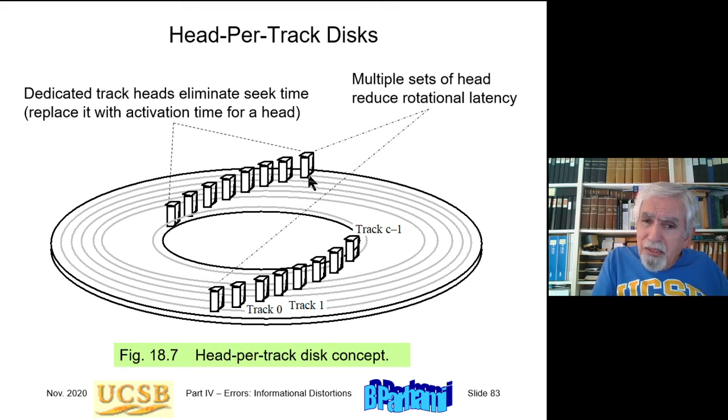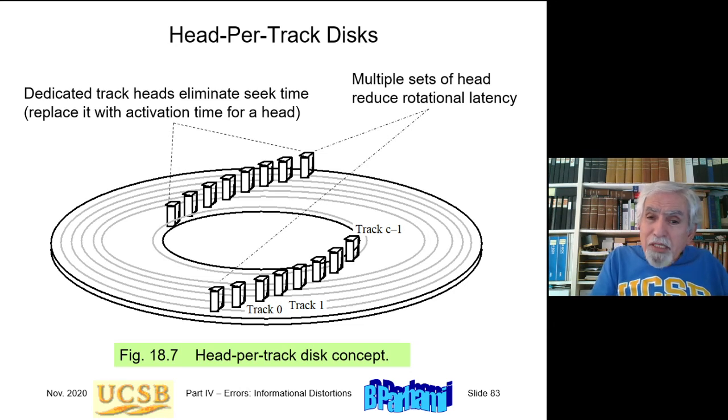In some cases, they went further and said, okay, let's provide two sets of these heads so that the average rotational latency can be 1/4 of a rotation rather than 1/2. So for example, if the data is closer to these heads, if it happens to be here, you read them with those heads. If the data happens to be closer to this one as the disk rotates. In this way, you eliminate the seek time altogether, and you reduce rotational latency by 1/2. If you actually provide 4 sets of heads, then you reduce it even further.